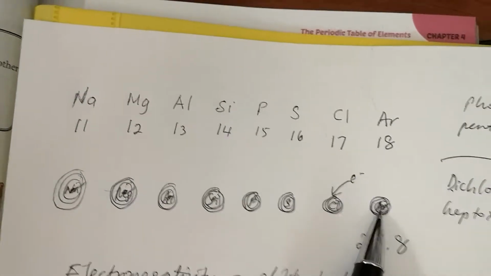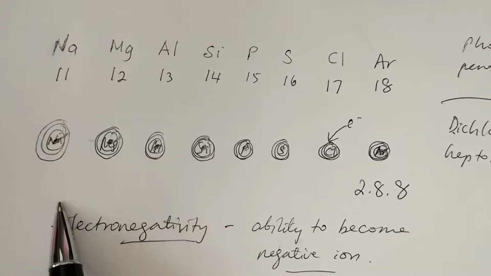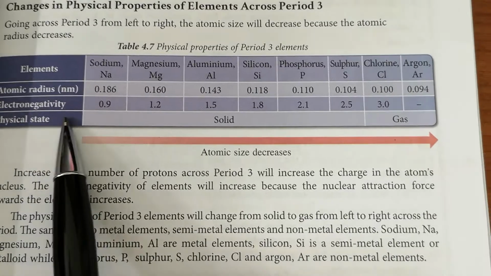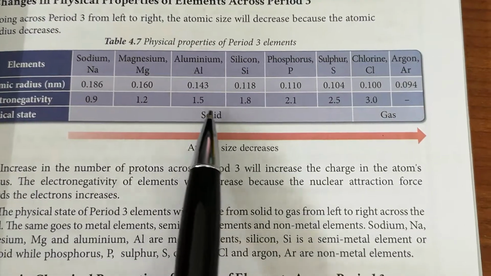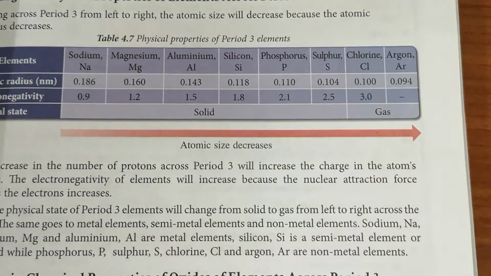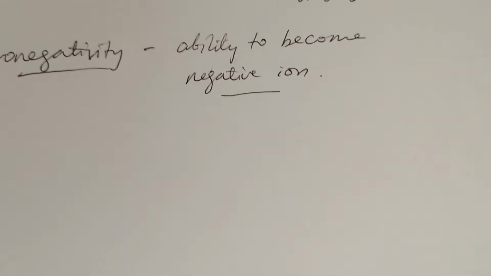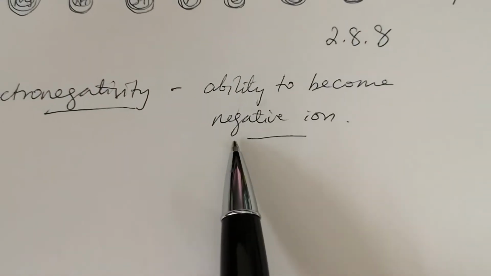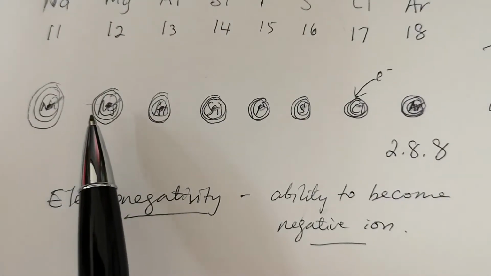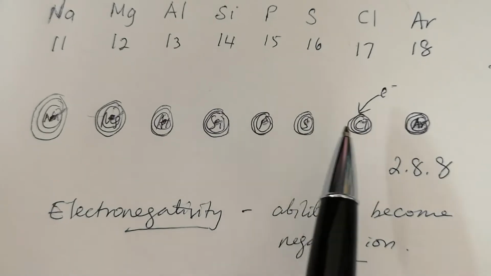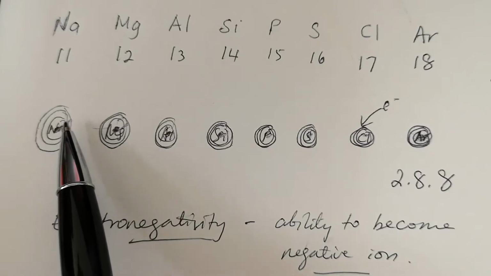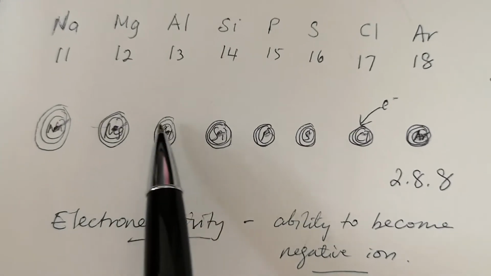As we go across period 3 also, the electronegativity increases. So you look, electronegativity, as you go across the period, electronegativity increases. Now, why is this so? Electronegativity means the ability of the atom to become a negative ion. So, if the number of protons increases from 11 protons to 18 protons in the nucleus, that means the attraction force of the nucleus on electrons becomes stronger.